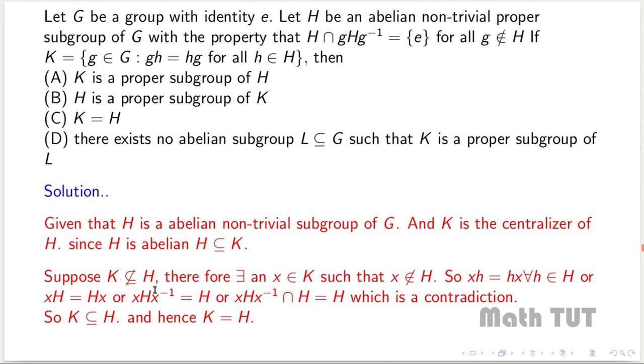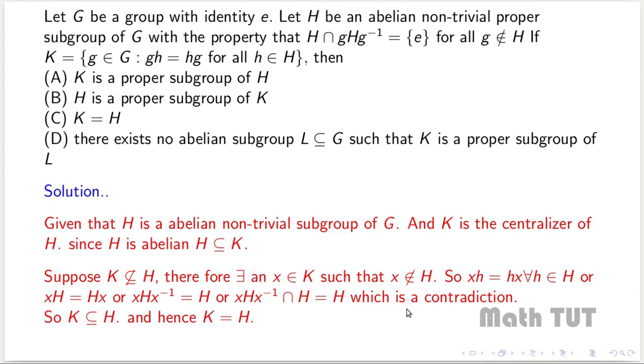So for that particular x, because x is in K, by the definition of K, xh will be equal to hx for all h in H. Or what we get is xh x inverse is equal to h, or if you take the intersection, you're going to get again H itself, because both are the same. But then what we have is actually a contradiction.